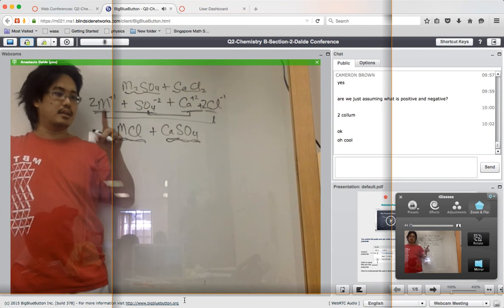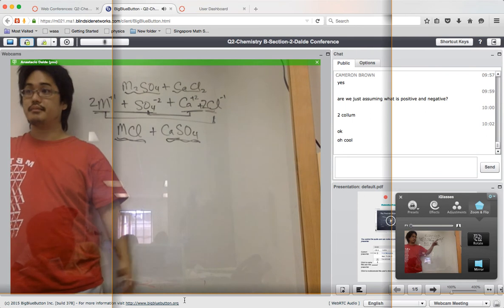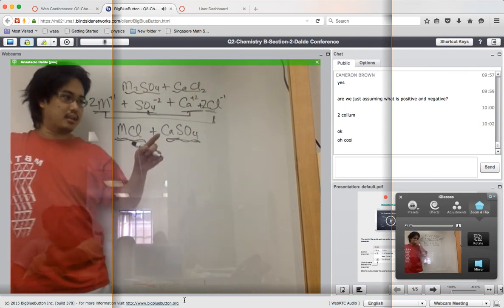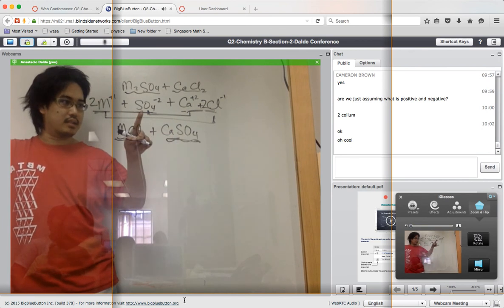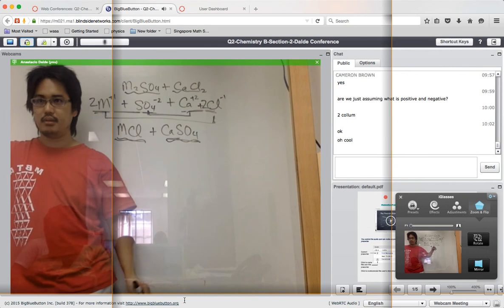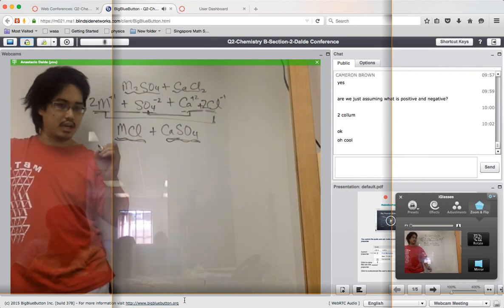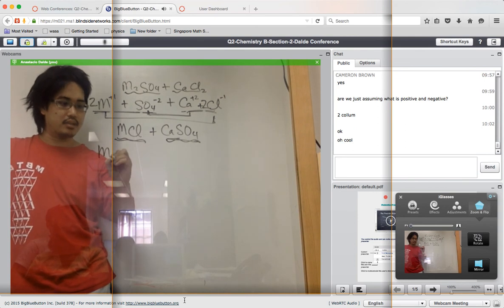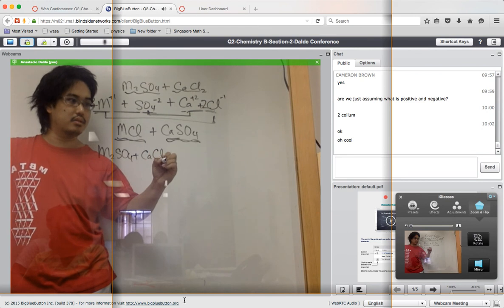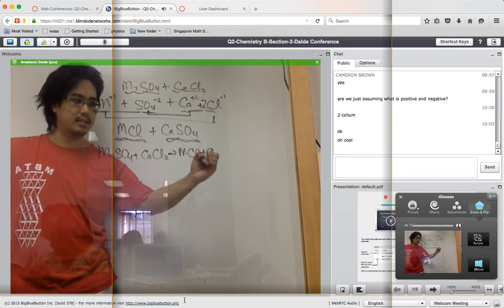Because I have the charge on M is plus and the charge on Cl is minus. Does that make sense? All right. And then I have 1 Ca and 1 SO4 because the charge on this is +2 and the charge on this is -2, so they balance out. Cool? But I didn't balance my equation yet. So you're telling me that if I started off with M2SO4 plus CaCl2, that would yield MCl plus CaSO4.